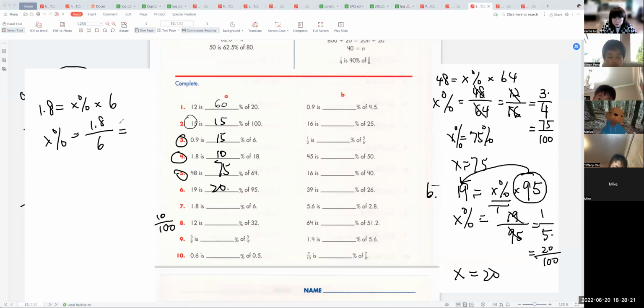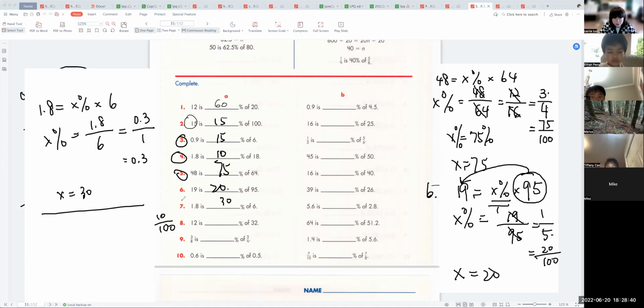Okay, so this one equals what? This one divided by 6, so 0.3. So divided by 6 equals 1. So it's 0.3. So x equals what? 30. Get it? Ethan?